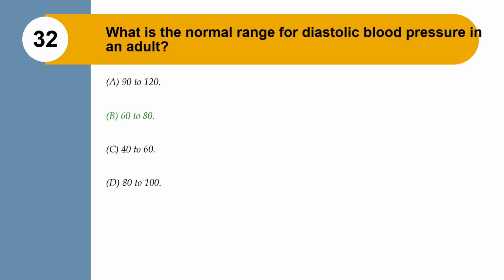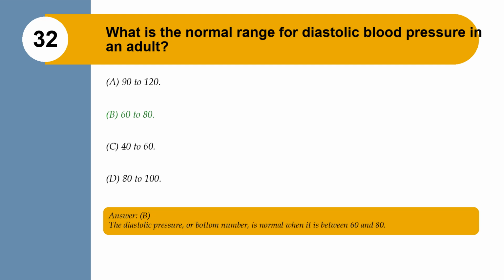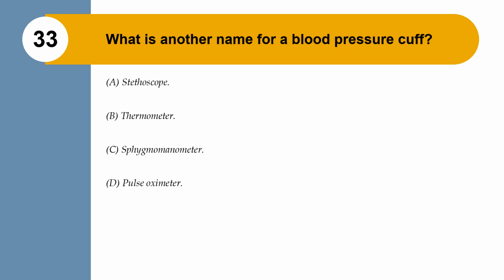The correct answer is option B, 60 to 80. Explanation. The diastolic pressure, or bottom number, is normal when it is between 60 and 80. Question 33. What is another name for a blood pressure cuff?